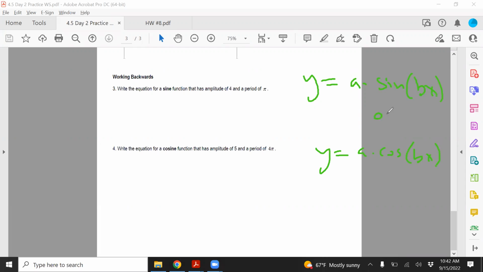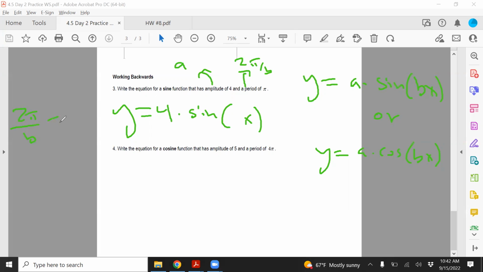So again, these are the general formulas we have for sine and cosine, right? And remember, amplitude is A. The period is 2 pi over B. So this shouldn't be too bad then. Y equals 4 times sine. And what's going to be the B value for number 3? What do you guys think? 2. Good, it's 2. Because 2 pi over B equals pi. So 2 pi equals pi times B. So B is 2 pi over pi.